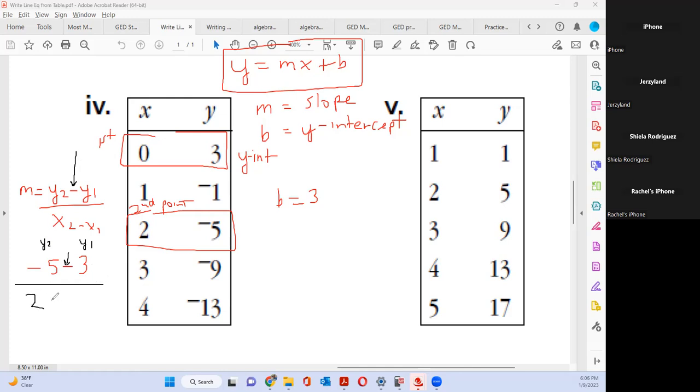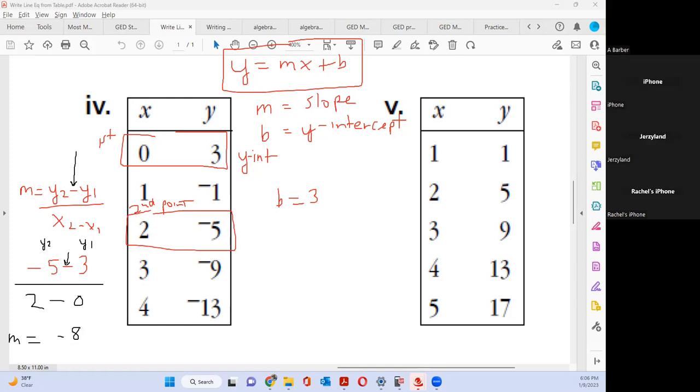2 minus 2 is 0. So what is 0 minus 5 minus 3? It's going to be minus 4. The slope? Well, it is minus 4, but what's minus 5 minus 3? It's minus 8.